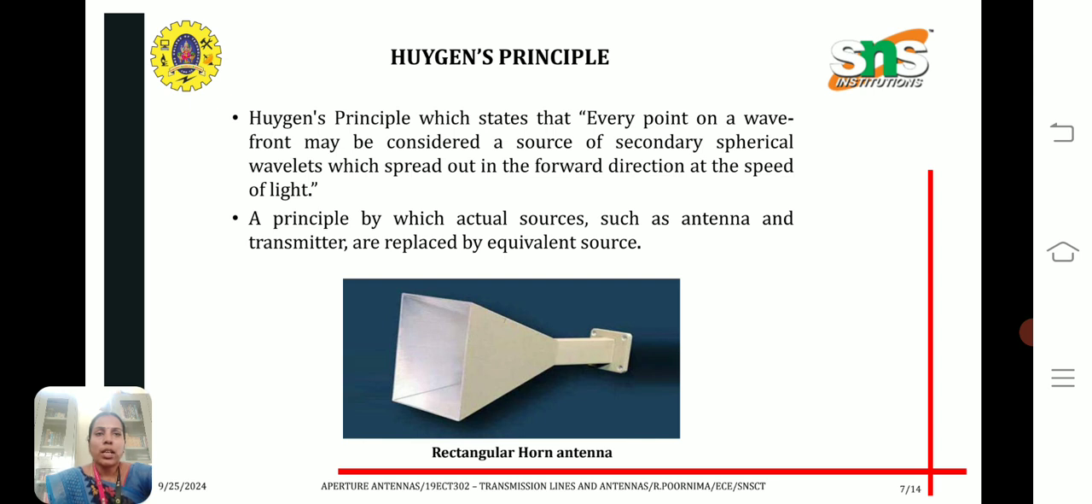It states that every point on a wave front may be considered as a source of secondary spherical wavelet which is spread out in the forward direction at the speed of light, a principle by which the actual sources such as antenna and transmitter are replaced by equivalent source.